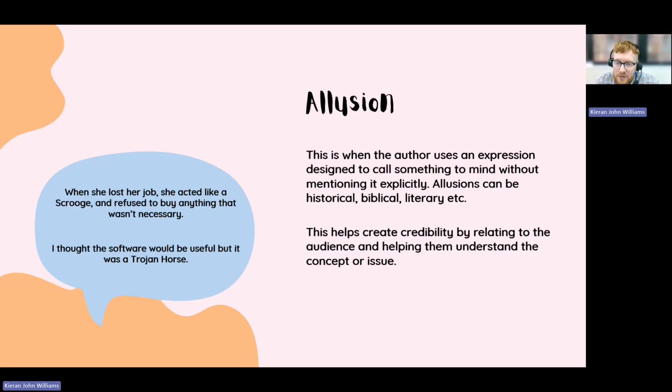Allusions build ethos because they show you are well read, and it also connects your ideas to some common culture, history, or literature. They also help audiences to grasp complex ideas more quickly by explaining something that they already know and understand.